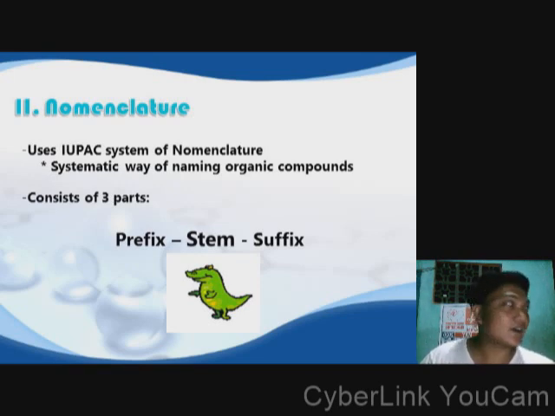It consists of three parts. So we have here the prefix first, then the stem, and the suffix. Okay?